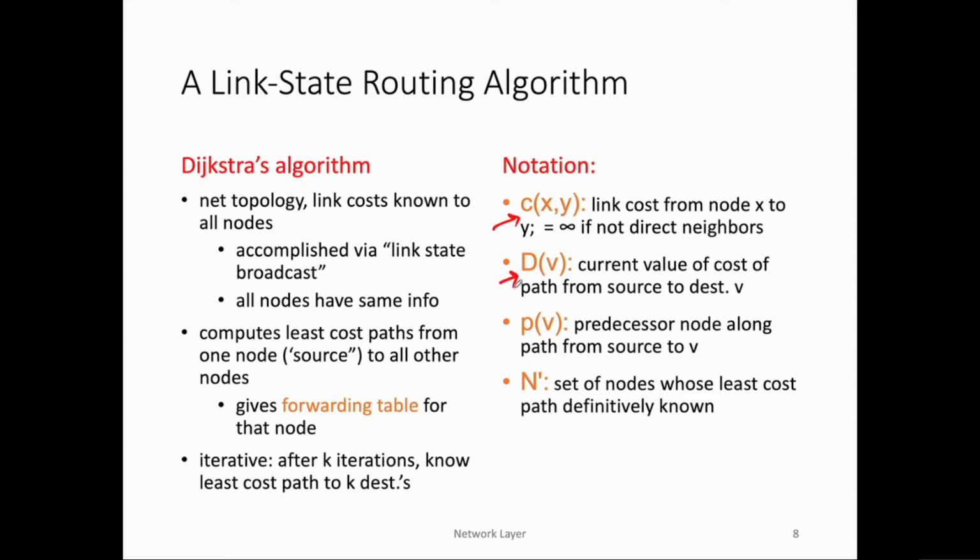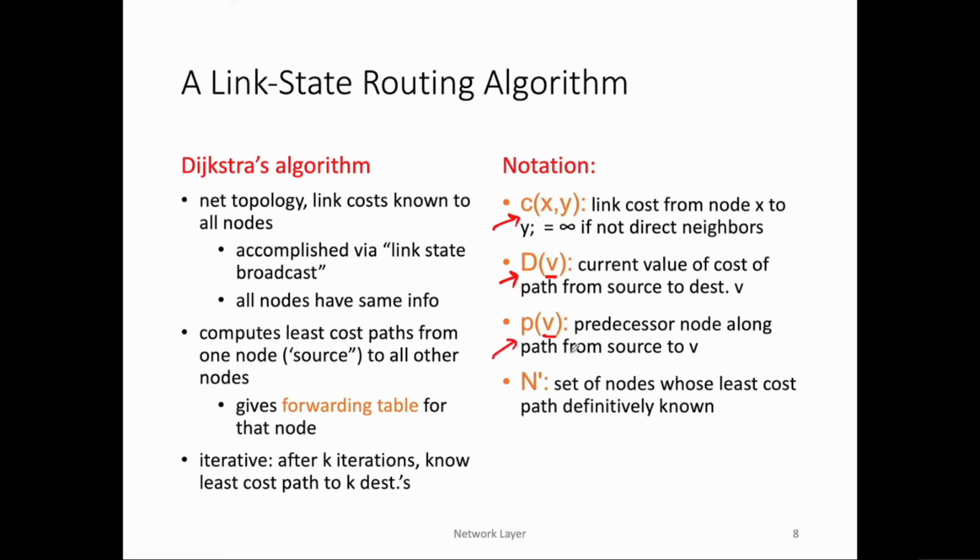Then look at this notation, which is D(V). D(V) is the current cost to reach from source to destination V. So there is any source, and from that source, if I want to reach this destination V, the cost is D(V), right? So it's the current value of the cost of the path from source to destination V.